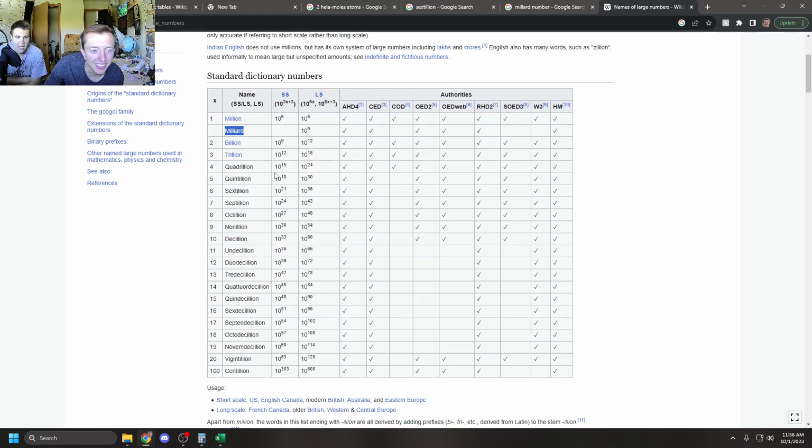Billion, trillion. I love how they give up after vegetillion, and it just goes all the way to 100. Google. Oh, this is what I thought you were saying. Yeah, 20. Oh, that's why I thought it was 10 to the 20, because there's a 20 there. Yeah, see, longhand would be 10 to the 120.